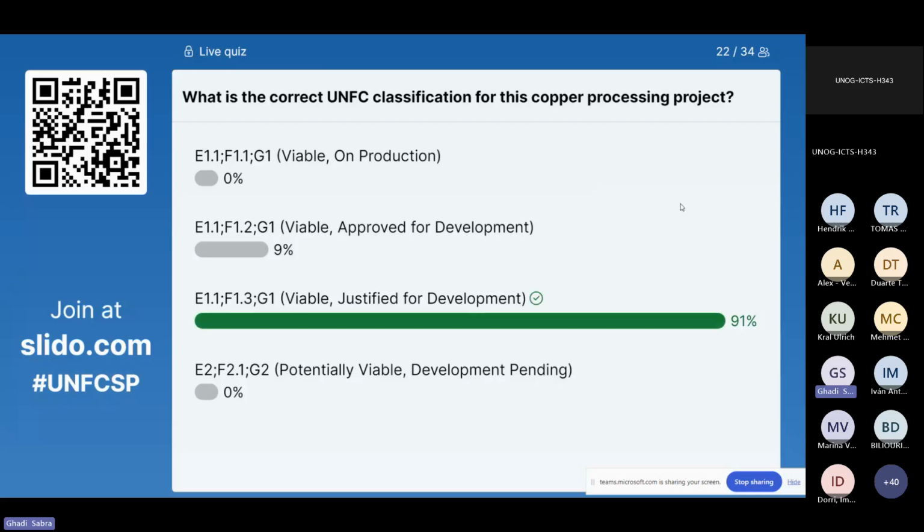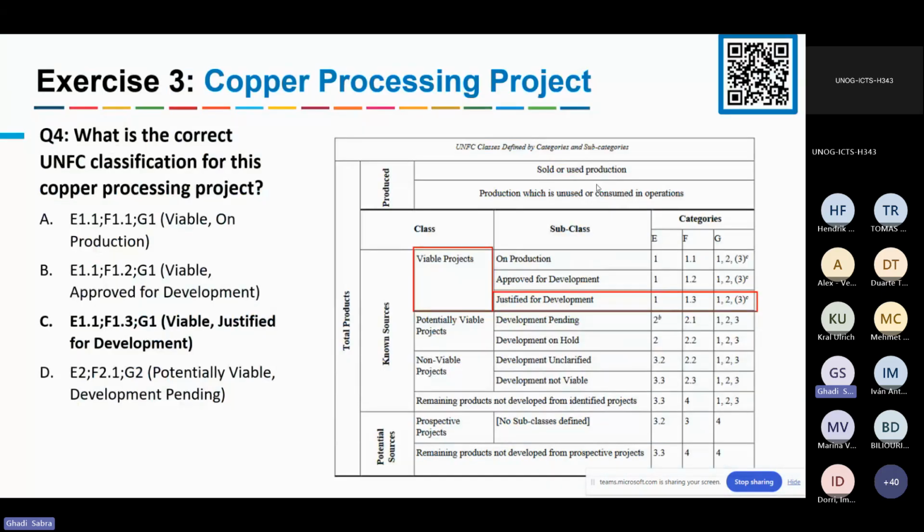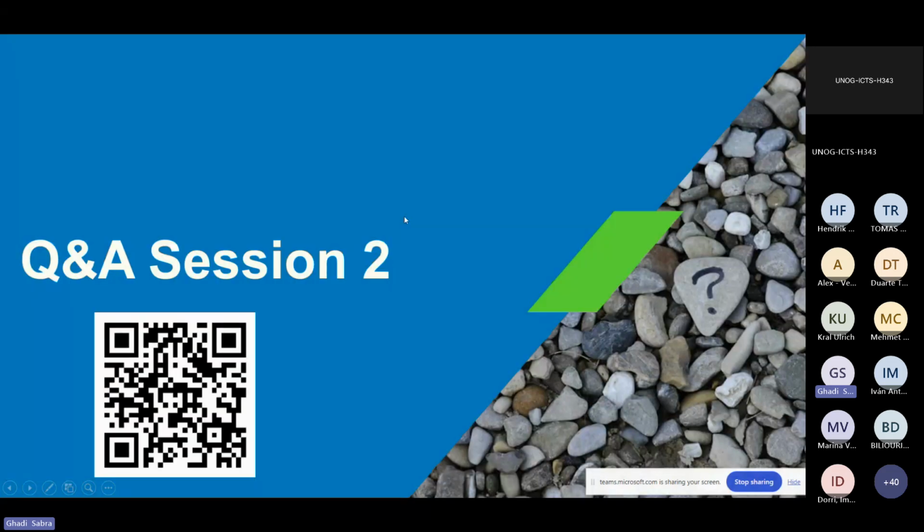91%, which is the right answer. The project is viable and justified for development. With that, I conclude the exercises and I am very elated with the results. I think many of you have answered correctly and got the gist of the UNFC classification. So congratulations to our trainers and to you, of course.